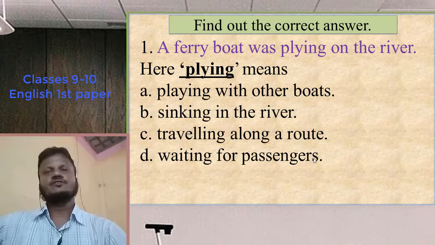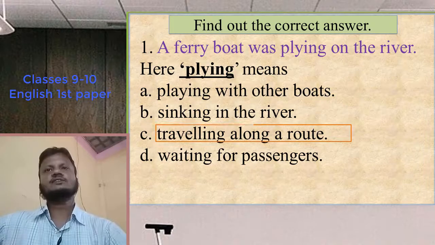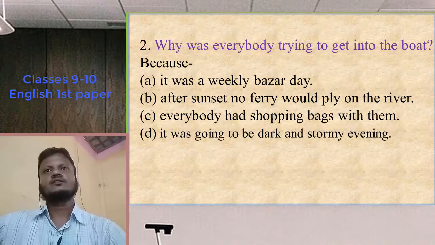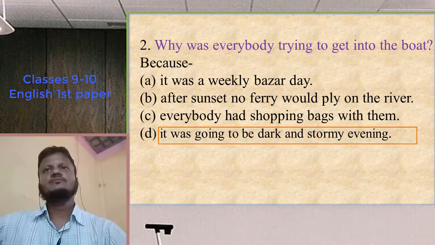Okay, I think you have written the correct answer. Now match your answers with mine. This is traveling along a road. Then, why was everybody trying to get into the boat? The answer will be: it was going to be a dark and stormy evening.